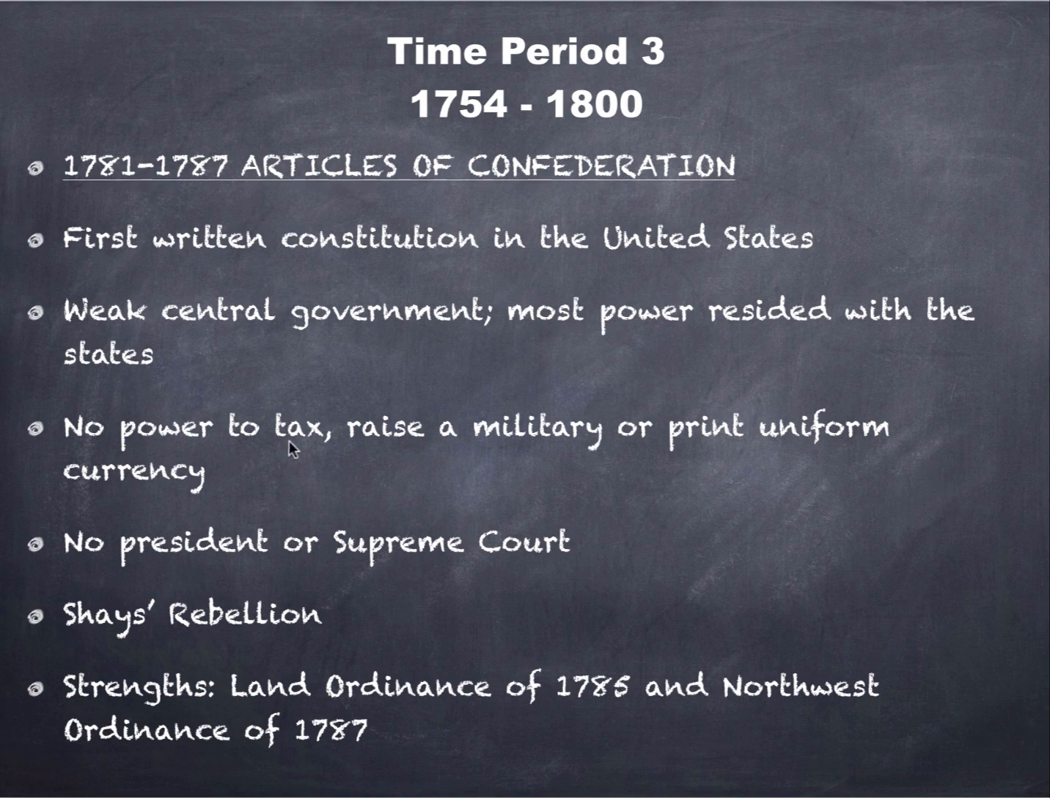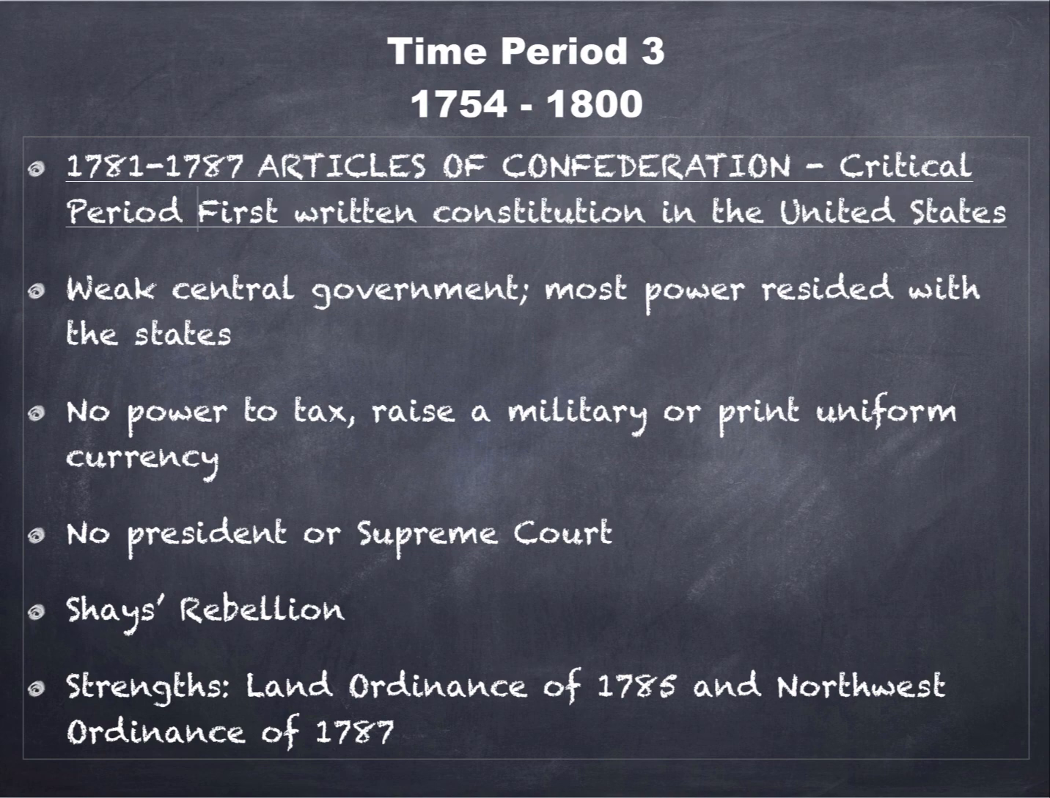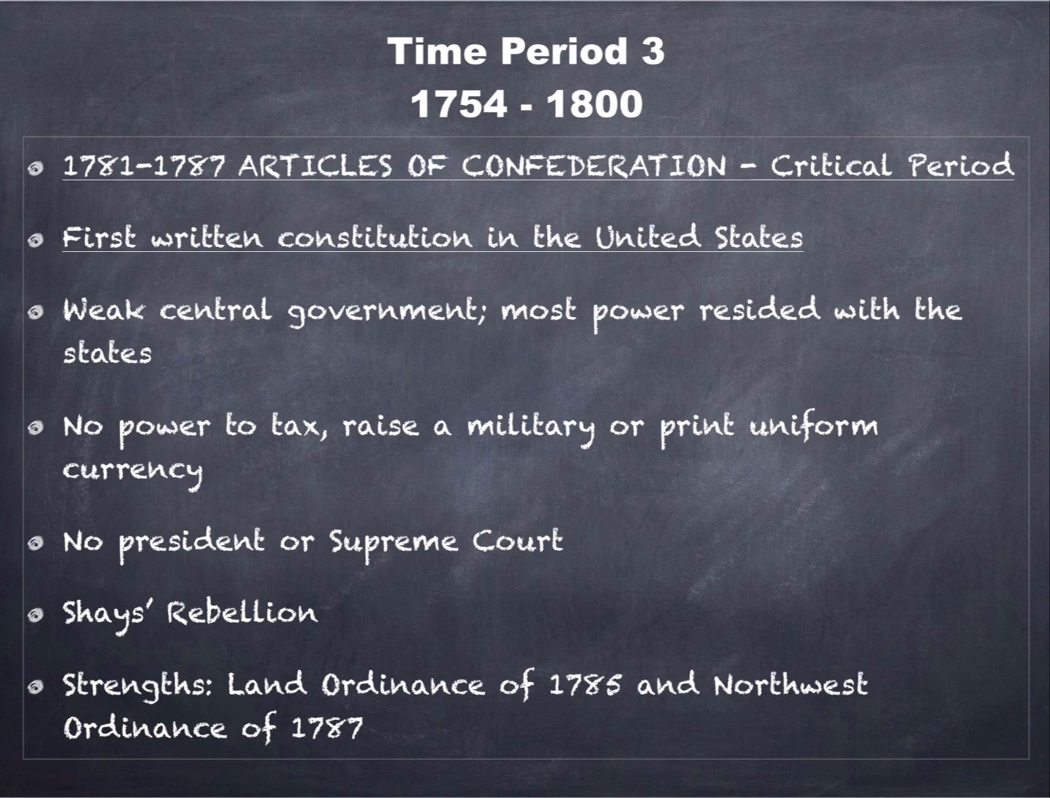The Articles do not have the power to tax. They could only request money from the states. They do not have the power to raise a military. They can only get volunteer forces. There's no uniform currency in the Articles of Confederation. And I really should have put here that this is called the critical period. So we don't know if the country's going to survive this. We are in critical condition.